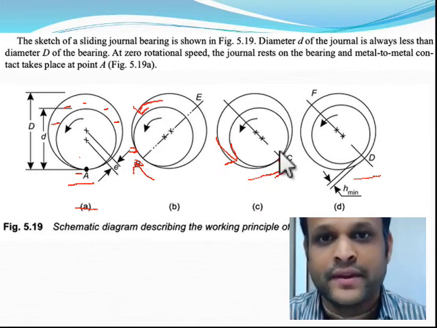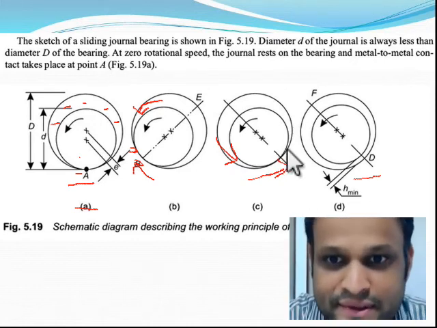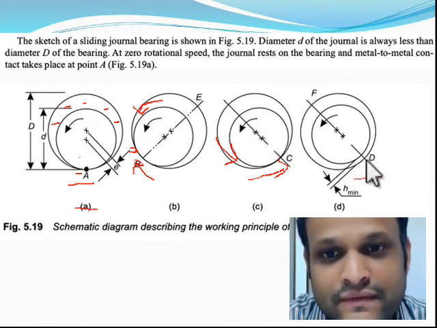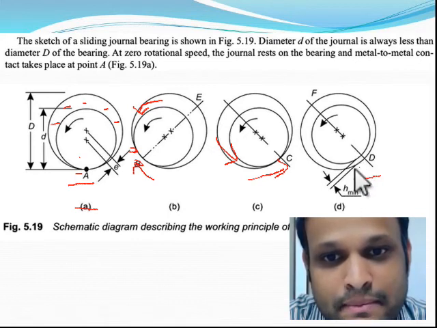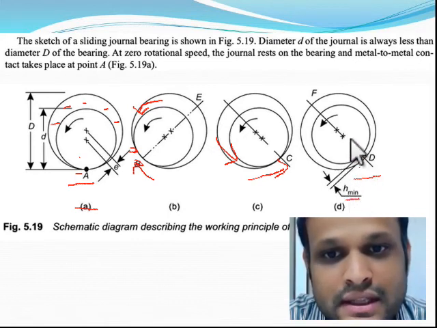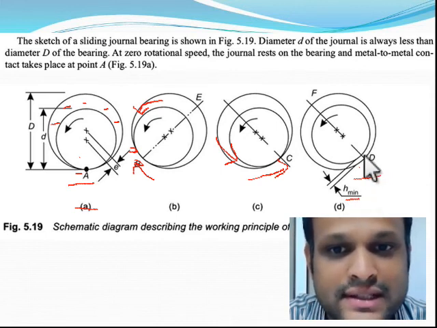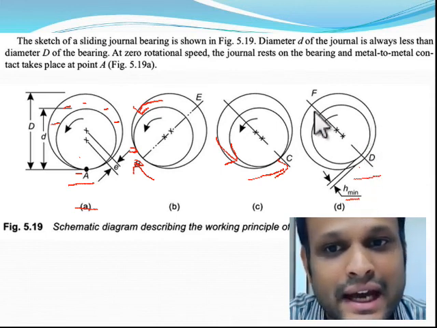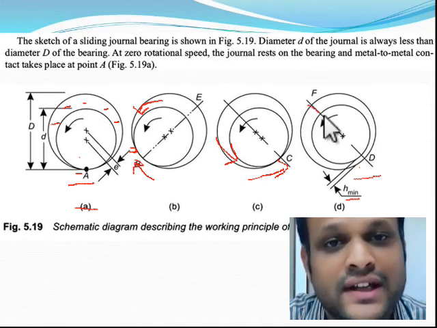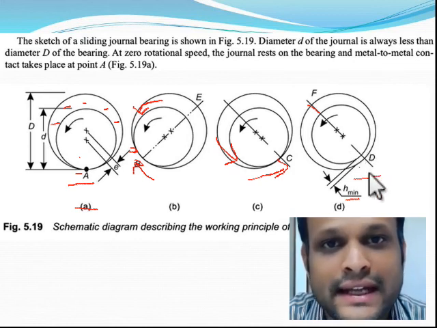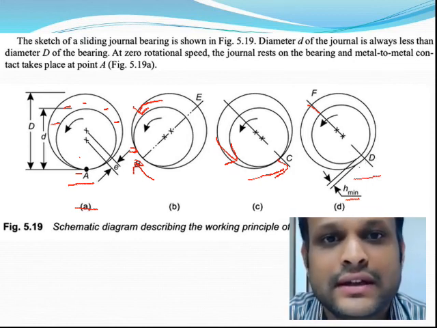All the while it is rotating, and when it is rotating, more and more oil gets inside this gap. And as we see the thickness of the oil increases, in the final stage there is a complete separation between the journal and the sleeve. At this point, the thickness of the film is H minimum because this is the location where the film thickness is the least, and H maximum is in this position where the film thickness is maximum. In this condition, there is complete separation of the two, and hence this is the condition of least coefficient of friction.